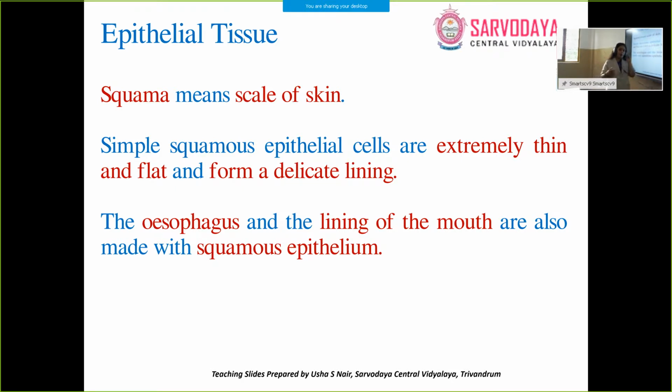I hope you all are with me, or you all must be having googly eyes by now. So much there. Okay, I know so much is there. For today, we will stop with simple squamous epithelium.